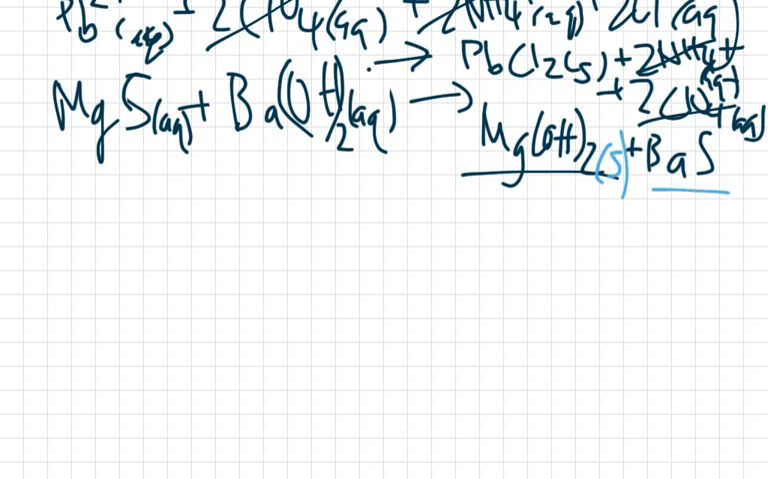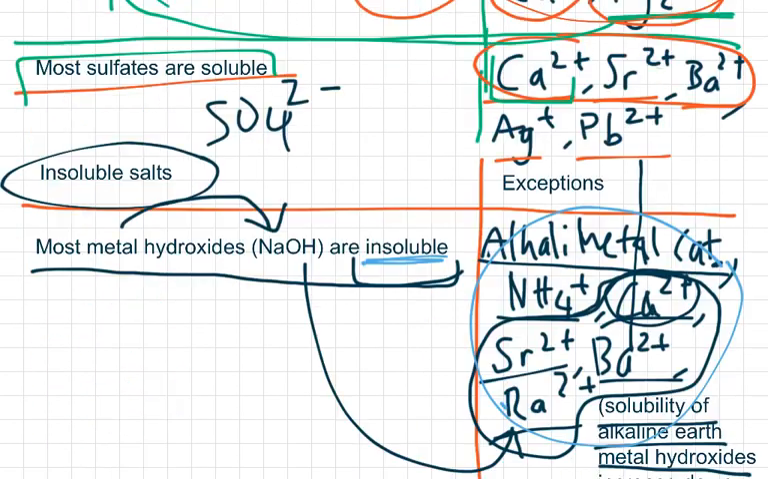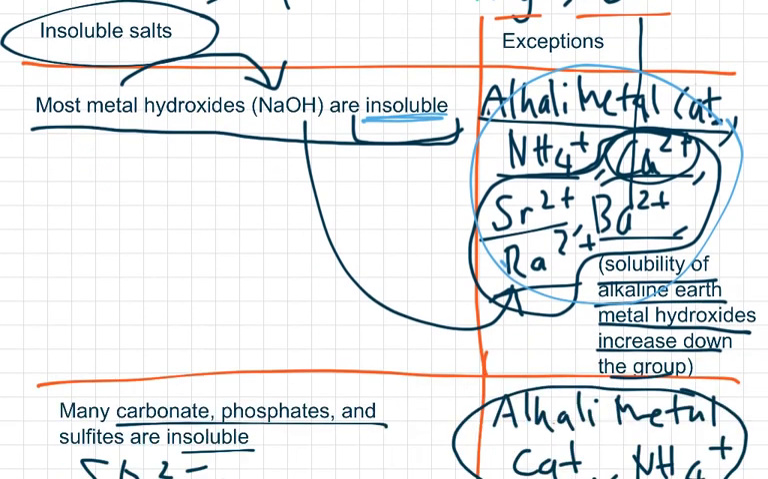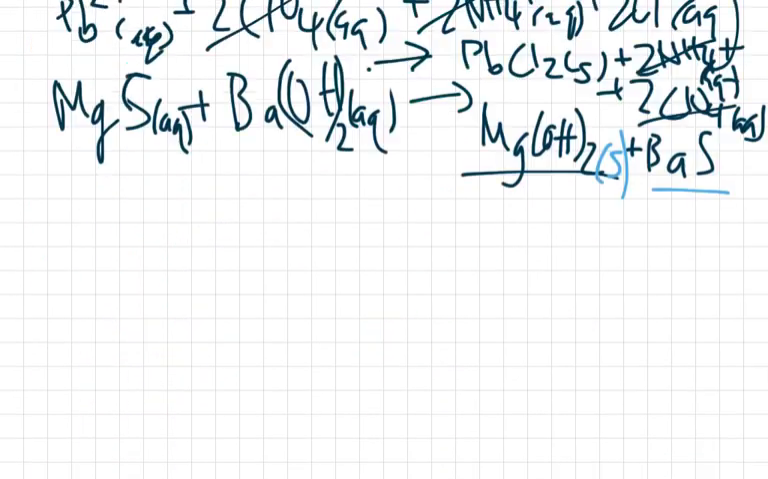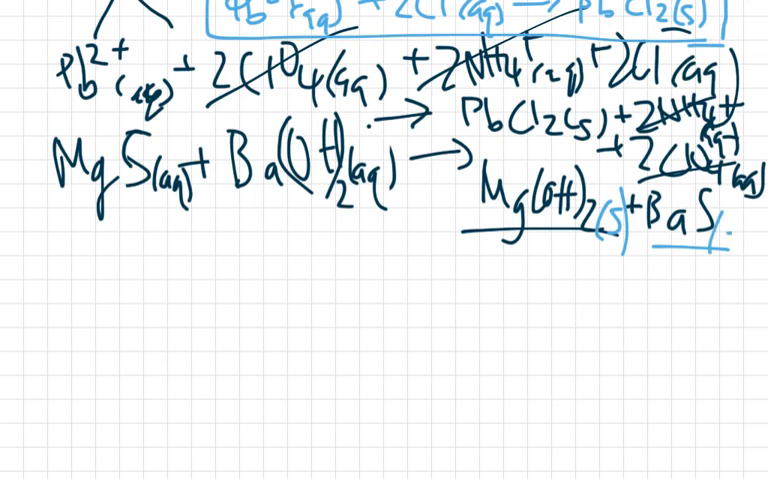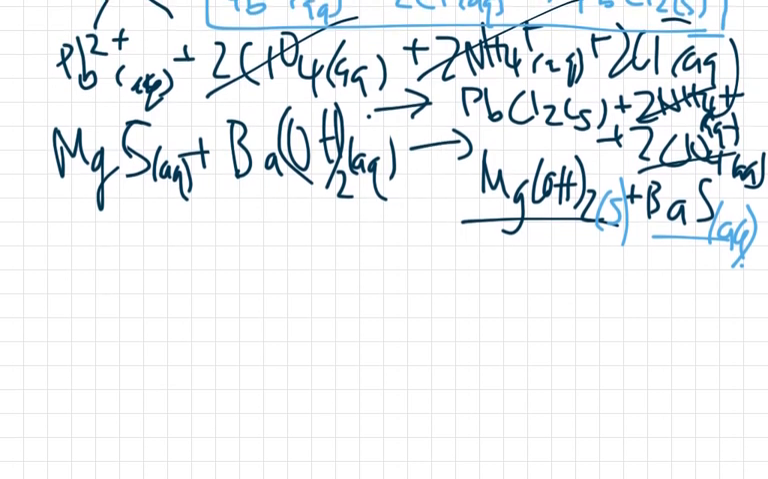Now what about barium sulfide? Well, we know that most sulfides are insoluble, but since barium 2+ is in the alkaline earth metal cation group, then that means that our BaS will actually be soluble and be able to dissolve into the aqueous solution. So now we can write our net ionic equation.